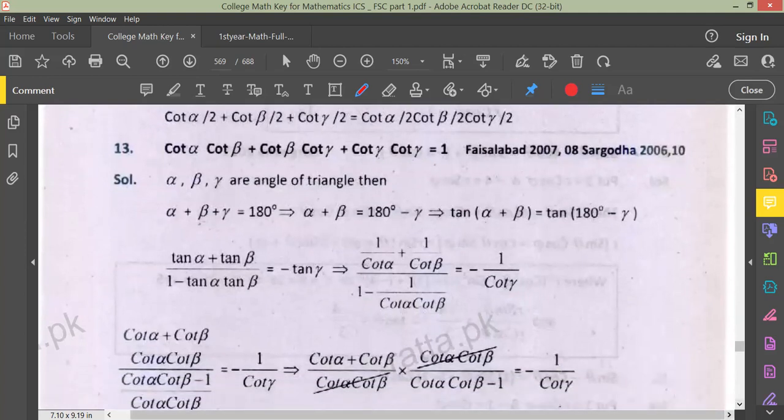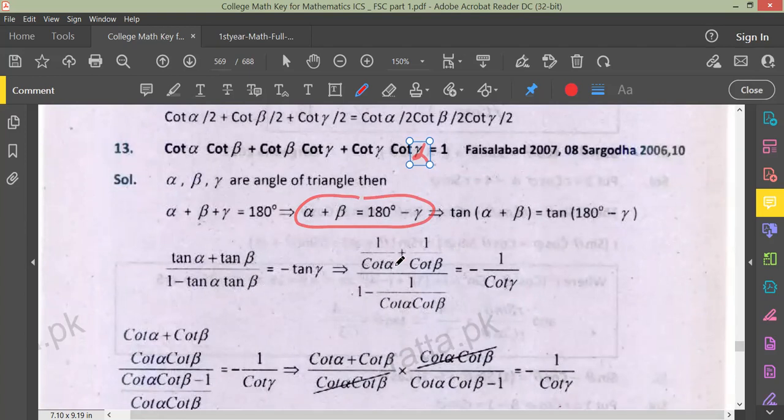After question number 12, similarly question number 13 is cot alpha cot beta plus cot beta cot gamma plus cot gamma cot alpha will be equal to 1. So similarly as in the previous question, alpha plus beta will be equal to 180 minus gamma. So we will apply tan on both sides. After opening, this will be equal to tan alpha plus tan beta over 1 minus tan alpha tan beta will be equal to minus tan of gamma.